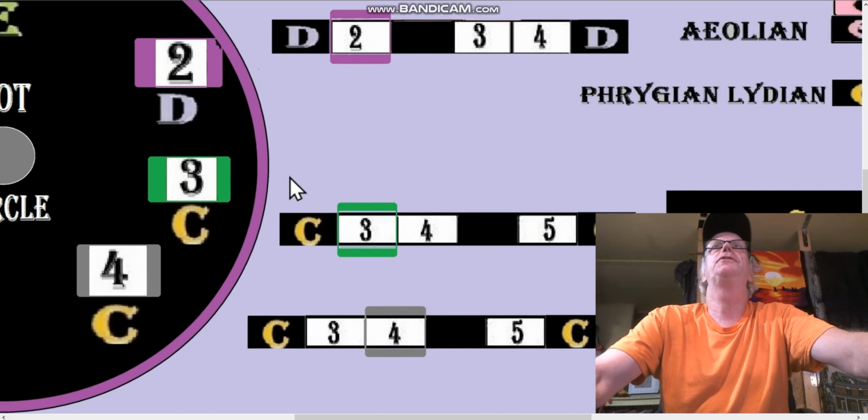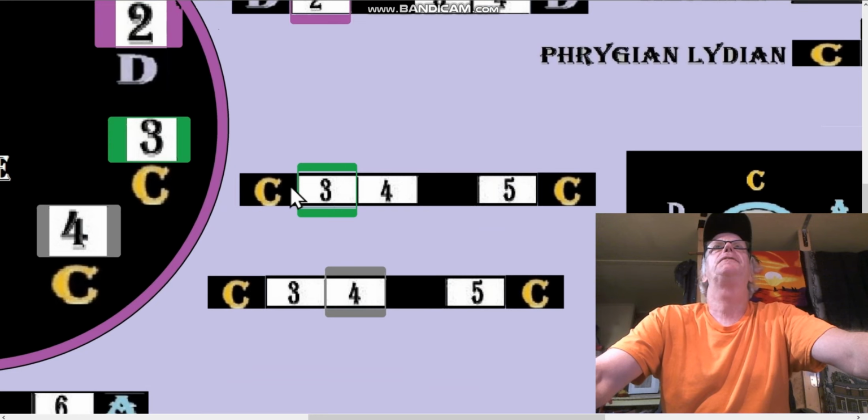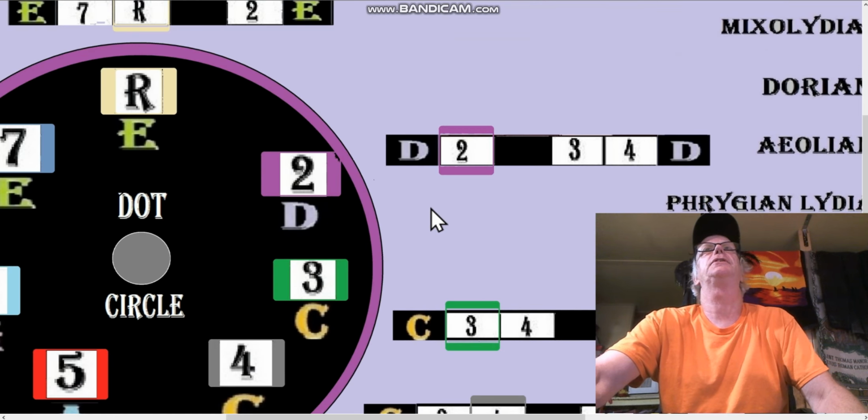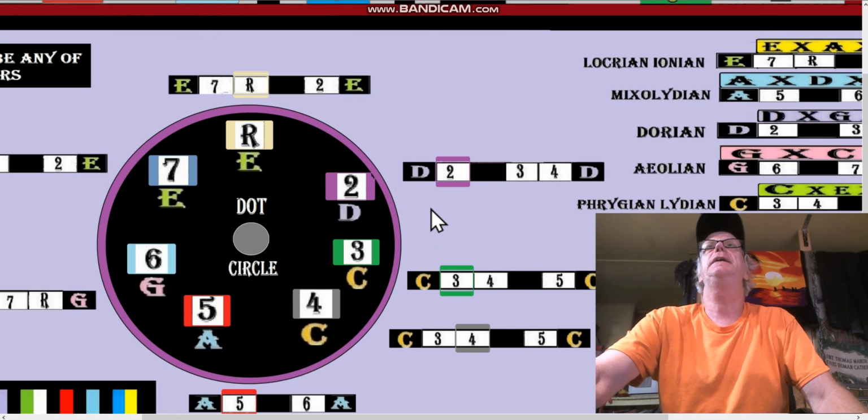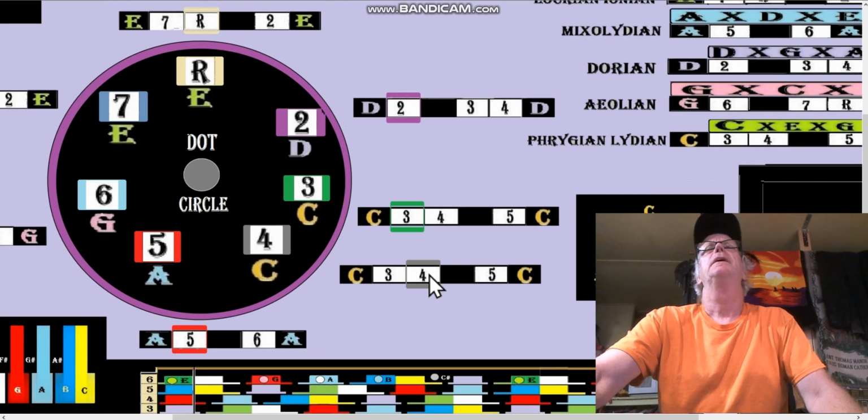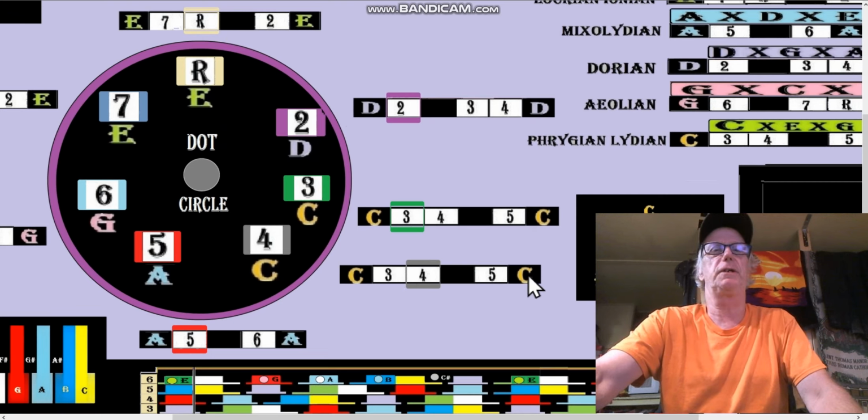So when we move to the third, if the dot is the third, it would be this. This would be where the dot is. So that's the dot circle. As you can see, it goes around. And even with the fourth, we still have that. We would reuse the C string pattern.